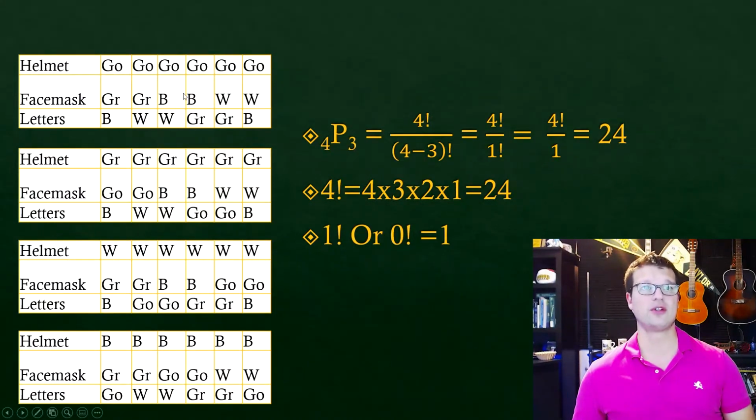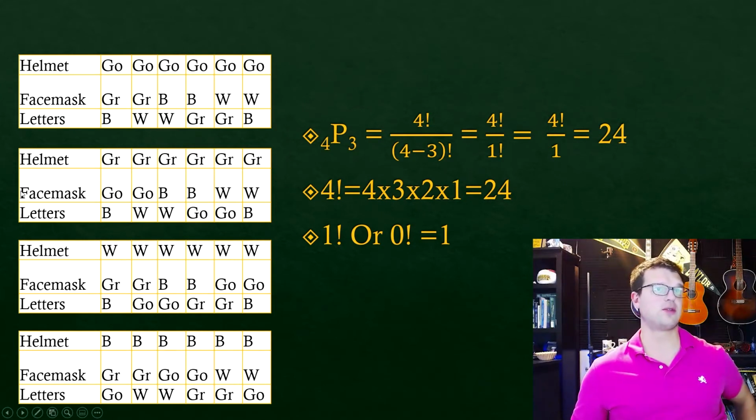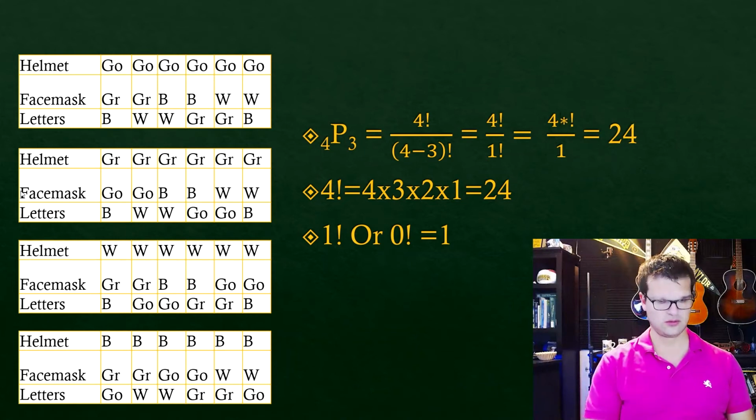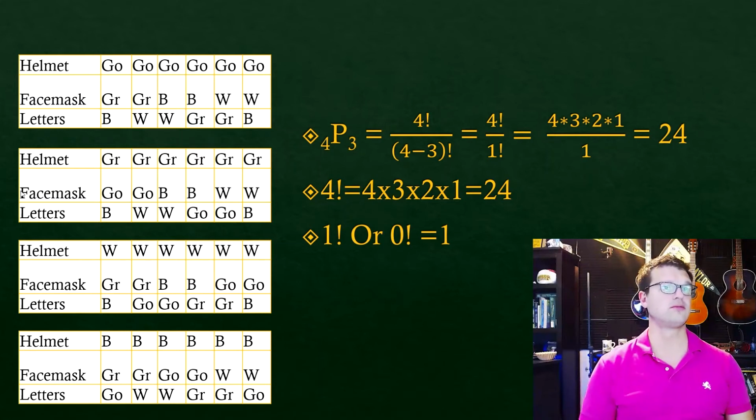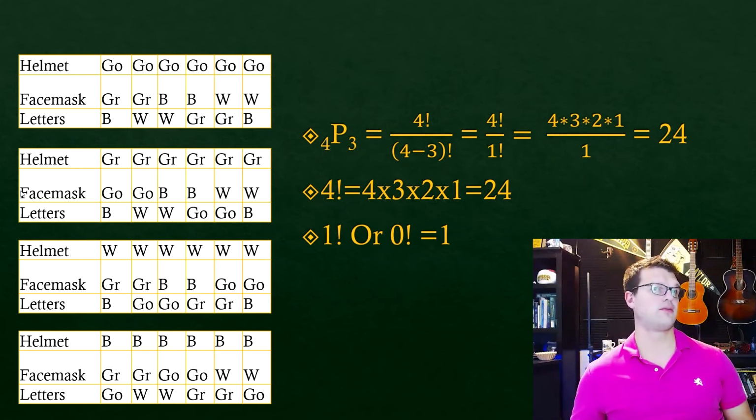If the helmet was gold, here's all the possible combinations of the face mask and letters. If the helmet was green, here's all these possible combinations. If the helmet's white, here's all these possible combinations. And if the helmet was black, here's all these possible combinations. And so we've got this right here. So 4 over 1 factorial, which is, like I said, 4 times 3 times 2 times 1. And there you go.